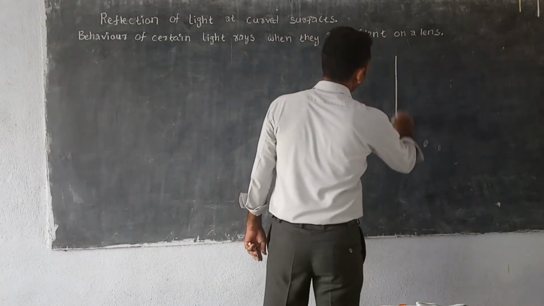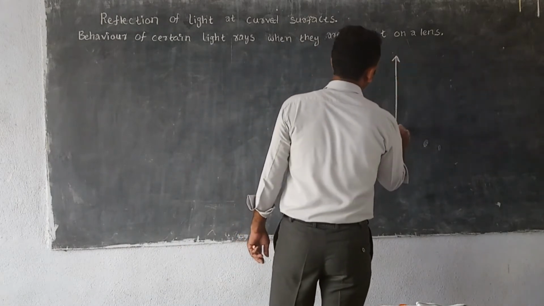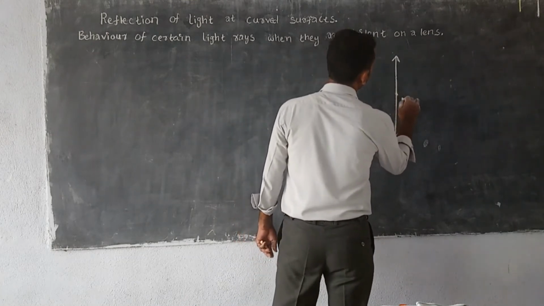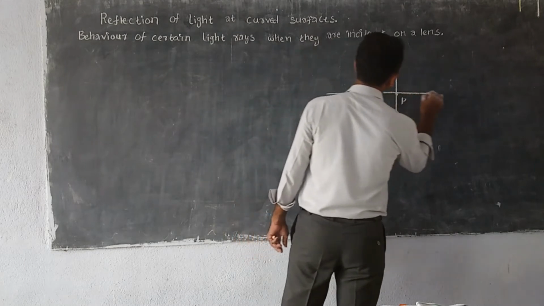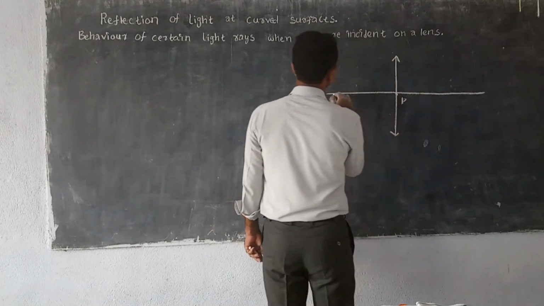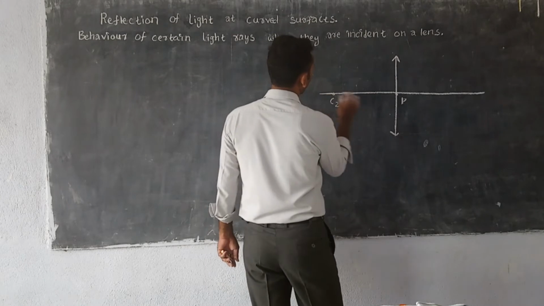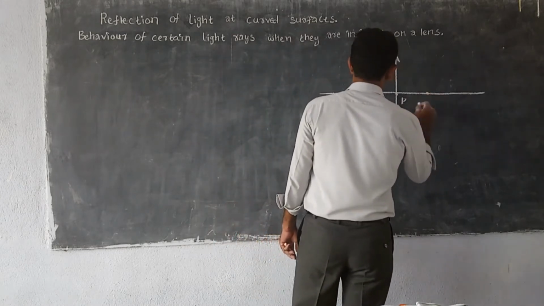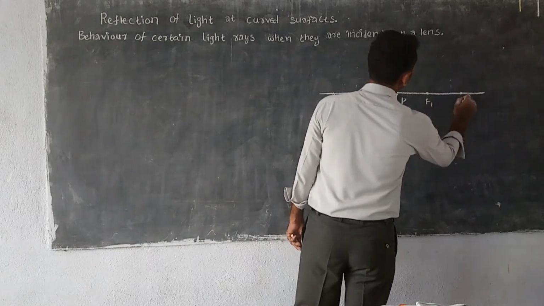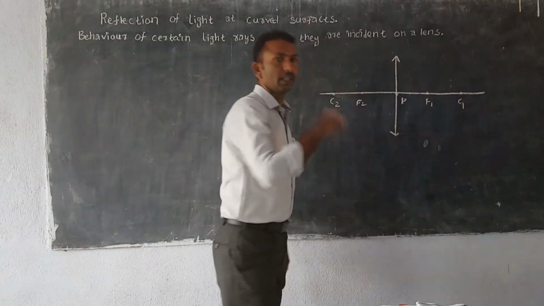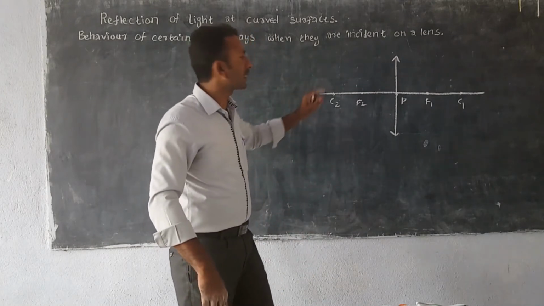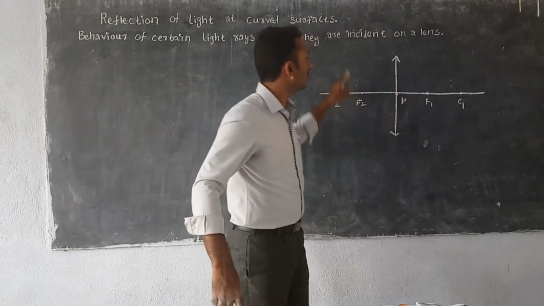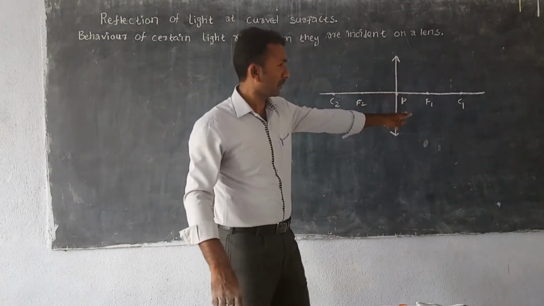So first take a convex lens. This one is the optic center, this one is the principal axis, this one is the center of curvature C2, this one is the focal point F2, this one is the focal point F1, and this one is the center of curvature C1. In the four cases we have learned something: the light ray going along the principal axis, and the light ray going through the optic center.